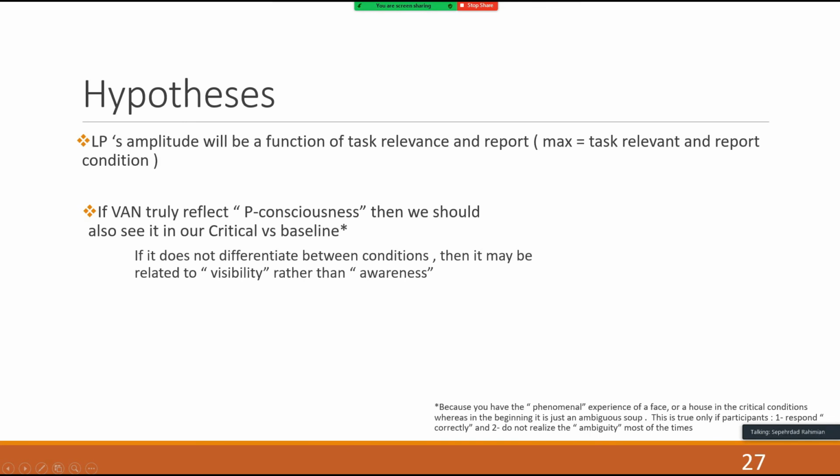On the other hand, if visual awareness negativity doesn't differentiate between conditions, then it might truly be related to visibility rather than awareness. So basically you would ask, what does the critical condition have in common with the baseline? Well, they are equally visible, and there is nothing clear about them. So if VAN cannot differentiate between them, it would mean that there's nothing about consciousness per se, but that it's just visibility.